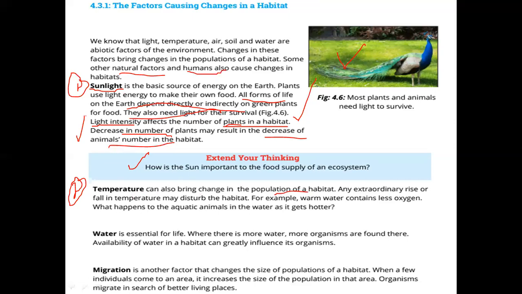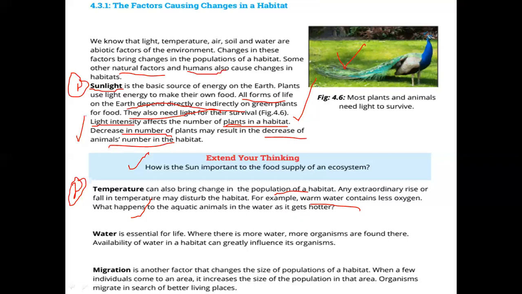Any extraordinary rise or fall in temperature may disturb the habitat. For example, if there is too much temperature in the summer, animals move from that habitat to another habitat. So it means the first habitat will be destroyed due to high temperature, as well as warm water contains less oxygen. During summer the water of the oceans and ponds gets warm. Because warm water contains less oxygen, what will happen to the aquatic animals in the water as it gets hotter?